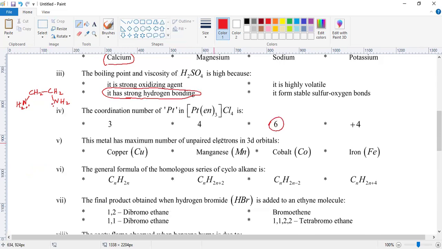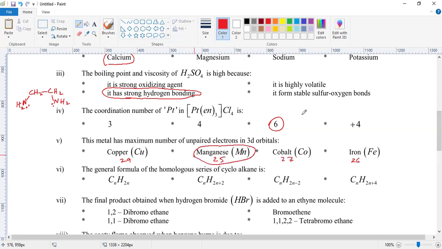This metal has the maximum number of unpaired electrons in 3d orbitals. First find the atomic numbers: 29, 25, 27, and 26. So the correct answer is manganese.